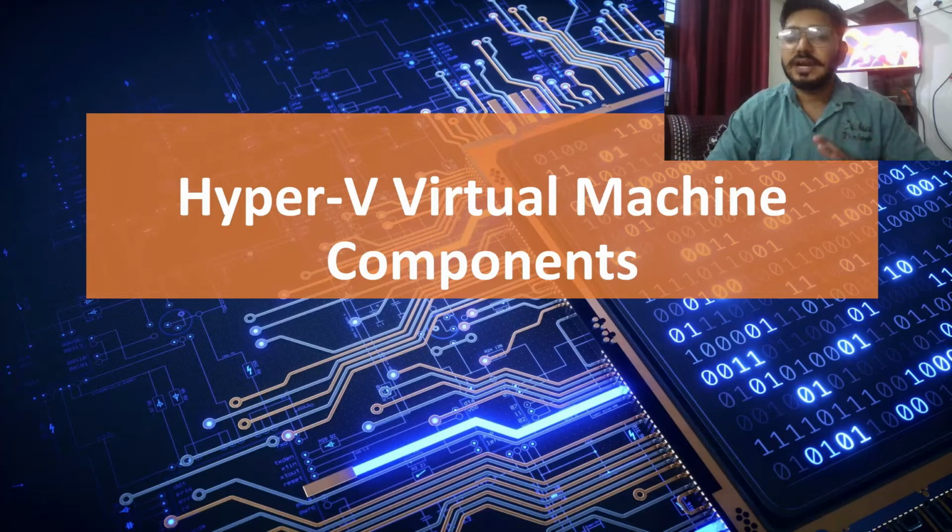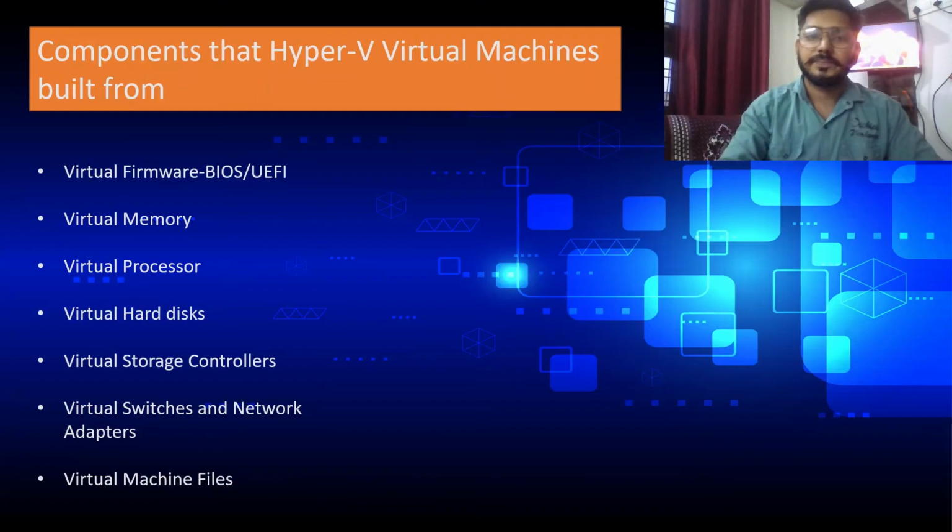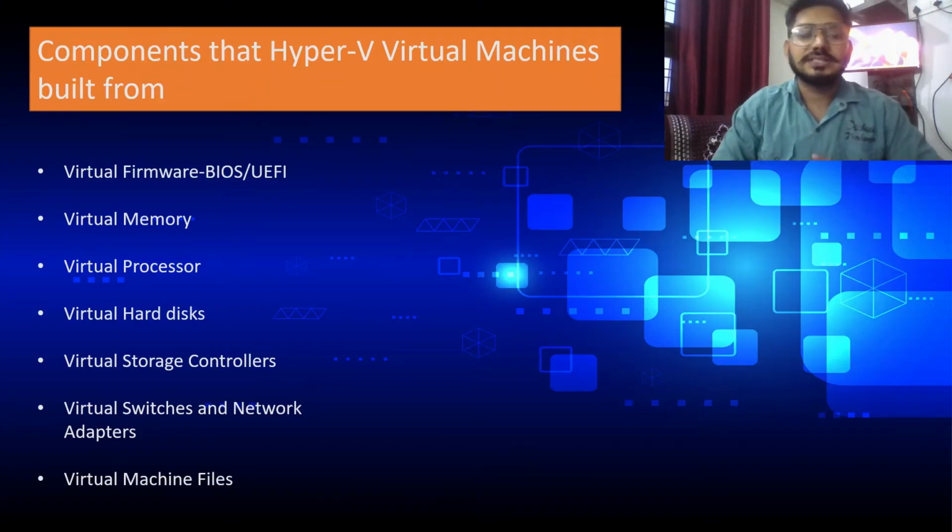So let's get started and take a look at the list of all those components which comprise a Hyper-V virtual machine. In this list, you can see we have got virtual firmware, BIOS, UEFI, virtual memory, virtual processor, virtual hard disk, virtual storage controllers, virtual switches and network adapters, and virtual machine files.